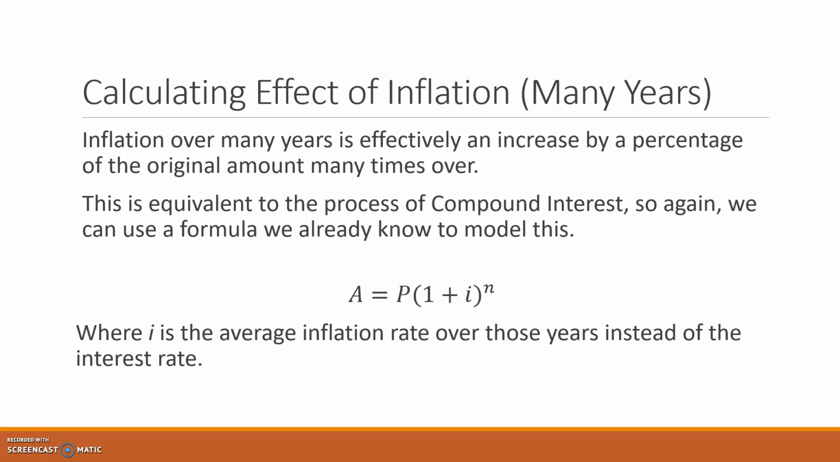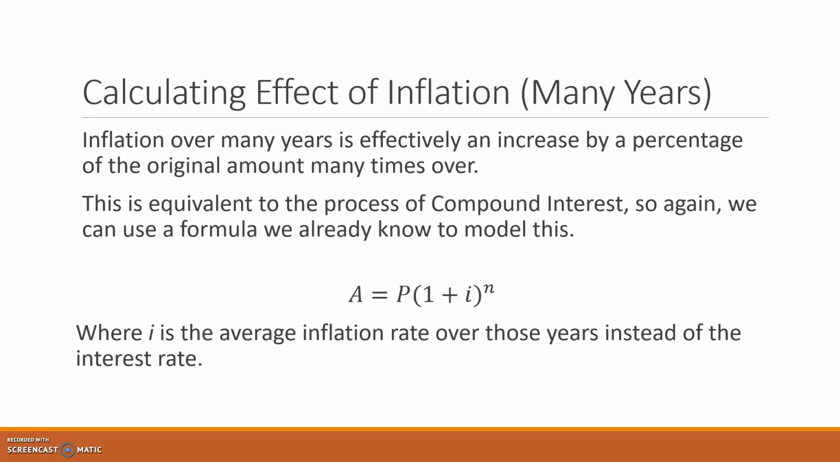Now, the way we do that is we look at this fact here. Inflation over many years is effectively an increase by a percentage of the original amount, just many, many times over. So if we have just one average inflation rate for the time period that we're talking about, so for example, if I want to inflate something 20 years into the future, I'll need to know the average inflation rate over those 20 years. Because if I have a different inflation rate every year, I have to use the old method, the one I just showed.